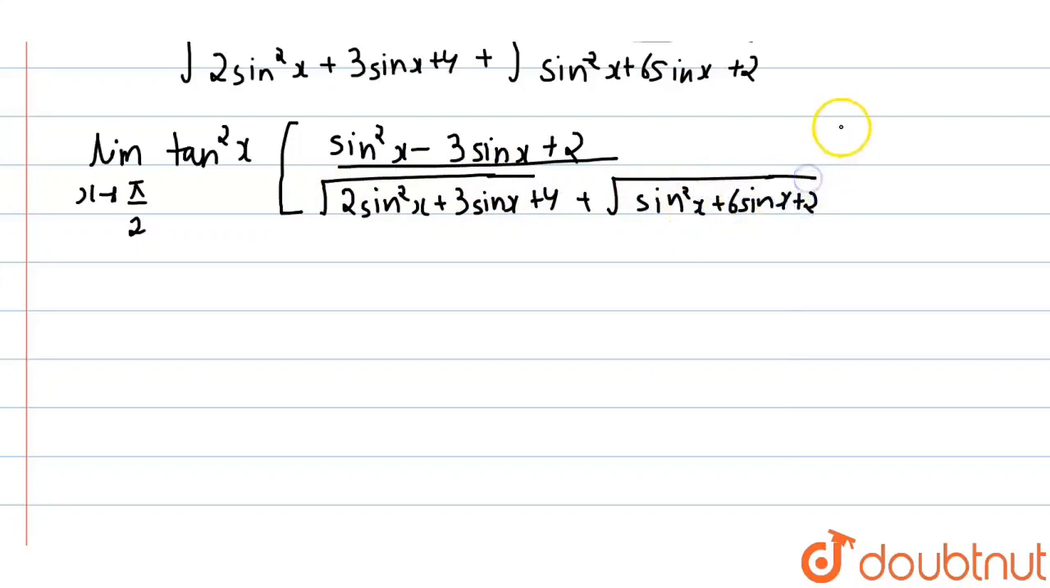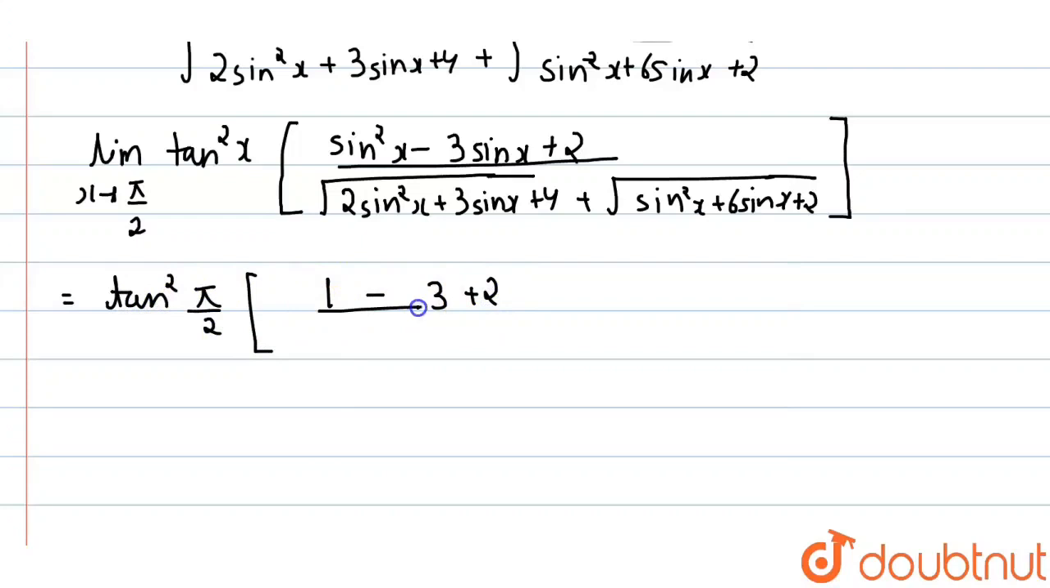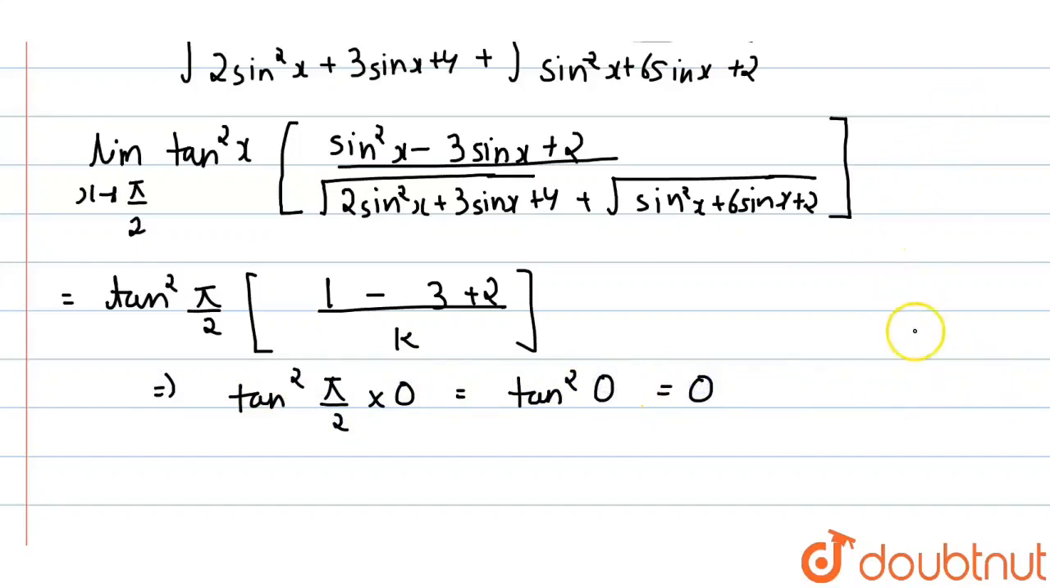Now we can see that it is not the indeterminate form, so we are going to put the value simply. Putting the value pi by 2, sin pi by 2 is 1, so sin squared pi by 2 will also be 1, giving 1 minus 3 plus 2 by some constant k. Since the above value is 0, 0 by some constant k will also be 0. Therefore the first limit is 0.